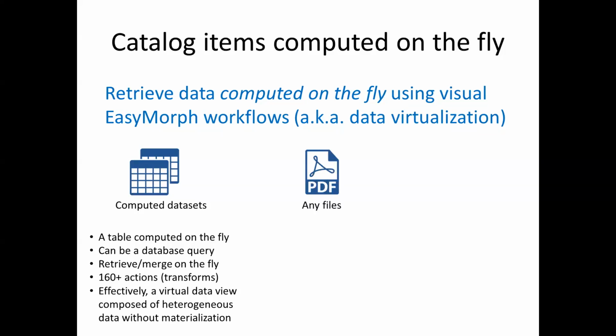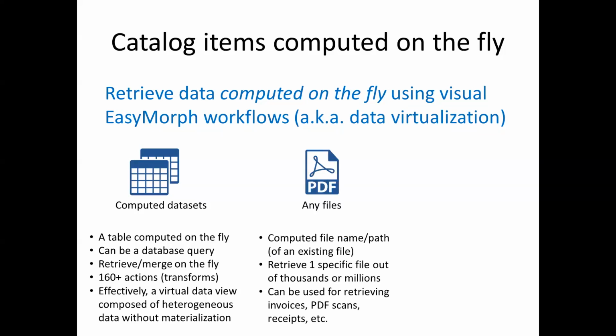Also, file items can be computed. In this case, the files are not generated, but instead, because we can use those visual workflows under the hood, and those workflows can be parameterized, it means that you can compute the exact file name or file path or file location based on parameters. So you can specify parameters, and EasyMorph will calculate the necessary file path and deliver that file to you on the fly. So you don't have to go through tons of directories.